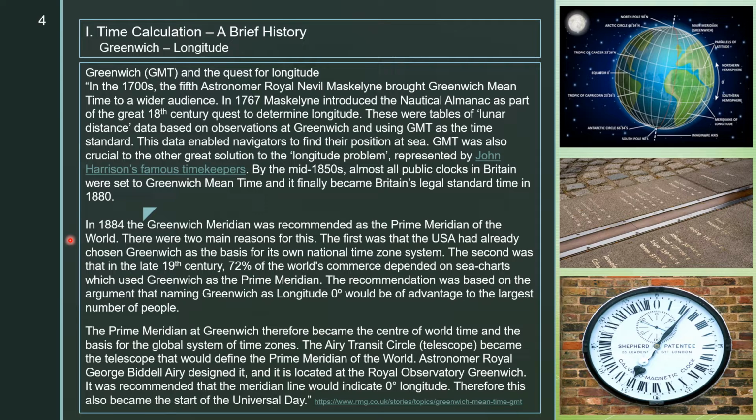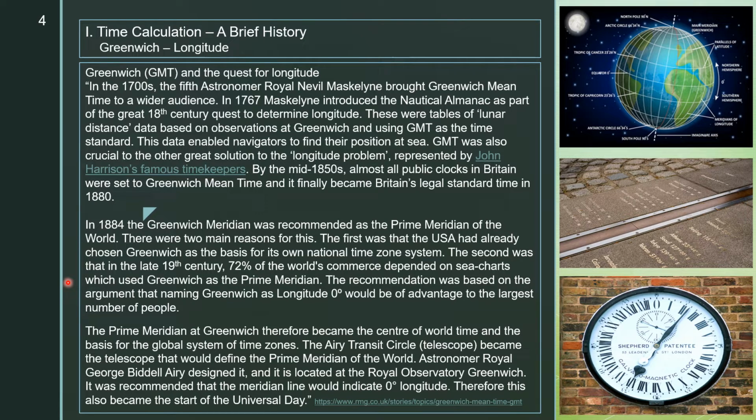There were two main reasons for this. The first was that the United States of America had already chosen Greenwich as the basis for its own national time zone system. The second was that in the late 19th century, 72% of the world's commerce depended on sea charts, which used Greenwich as the prime meridian.